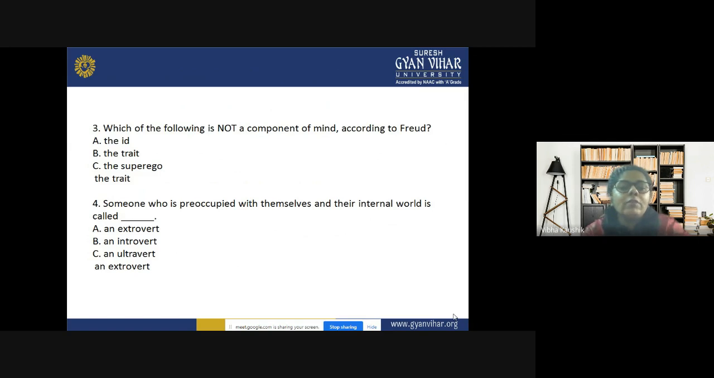Now the fourth one: someone who is preoccupied with themselves and their internal world is called. What do we call that particular individual who is preoccupied with themselves and their internal world? Now, the options are A, an extrovert person, B, an introvert, or C, an ultravert. So, these are the options, and the correct answer will be option A, that is an extrovert.